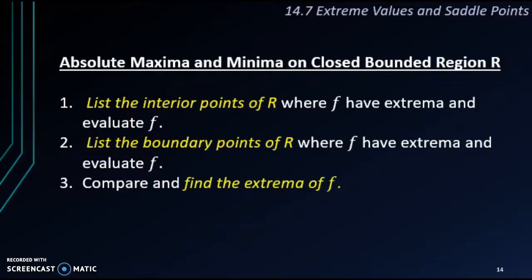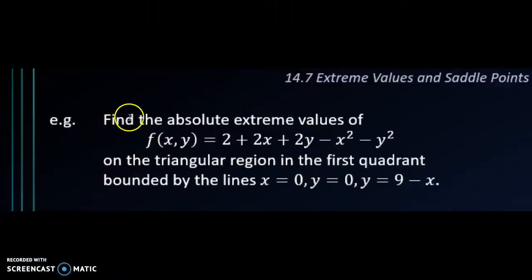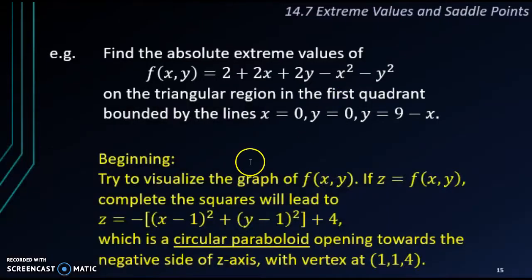Now, for example, let's say we want to find the absolute extreme values of f, which is equal to 2 plus 2x plus 2y minus x squared minus y squared, on a triangular region in the first quadrant bounded by the lines x equals 0, y equals 0, and y equals 9 minus x. It is always good practice if we are able to visualize the graph of f.